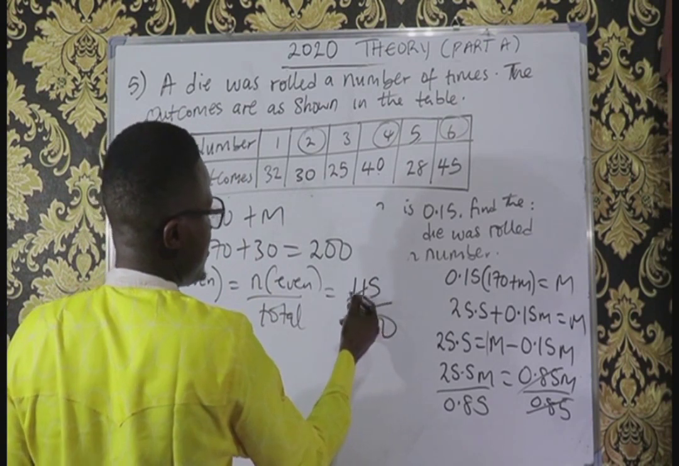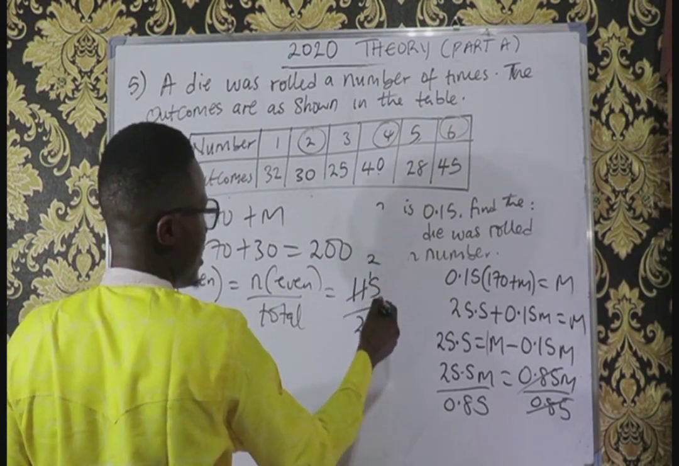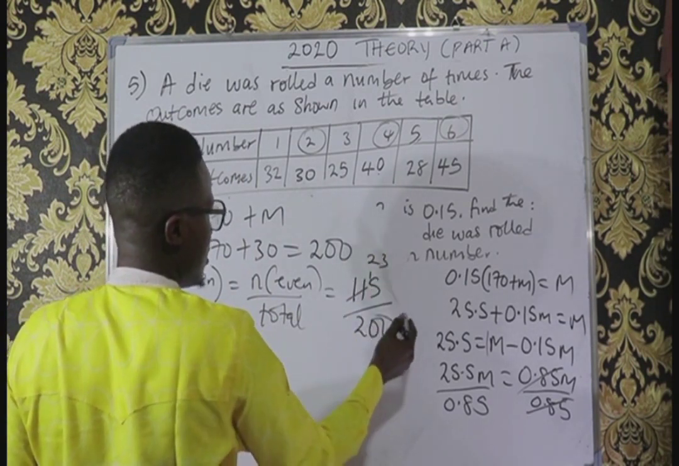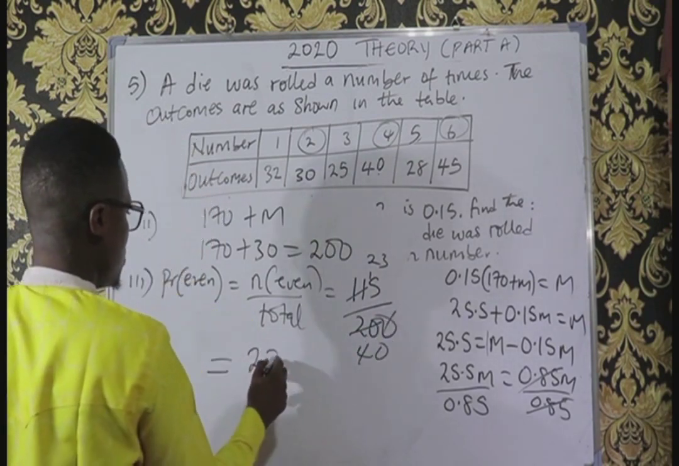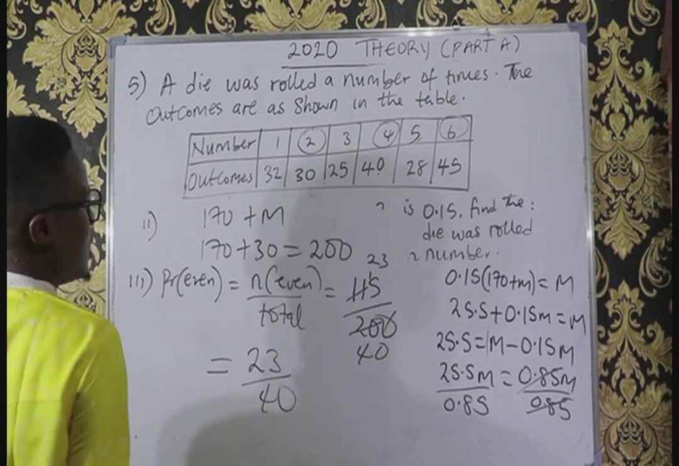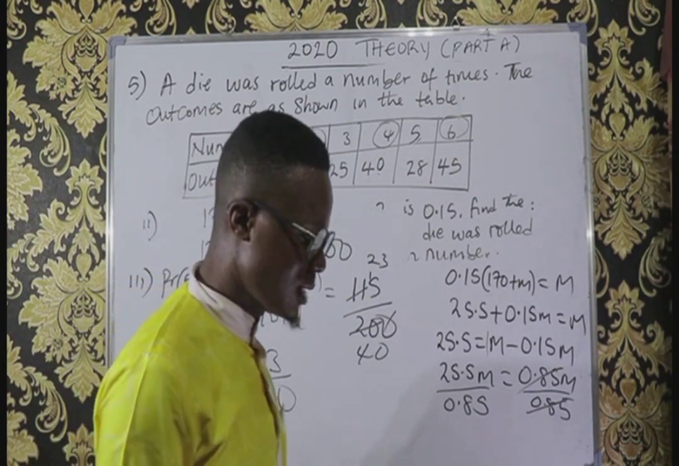Now 5 divided into 11 is 2, remember 1. 5 divided into 15 is 3. 5 here is 4, 5 here is 0. So finally the answer is 23 all over 40. And this is the answer to this particular question.